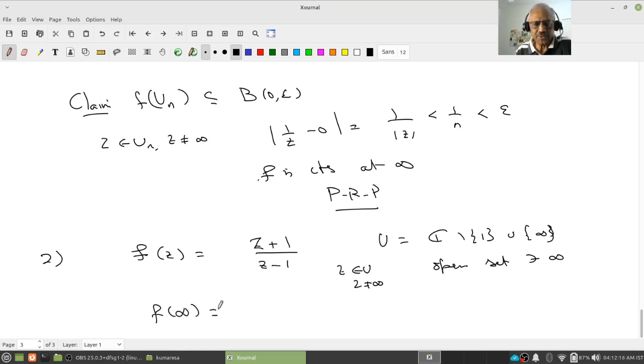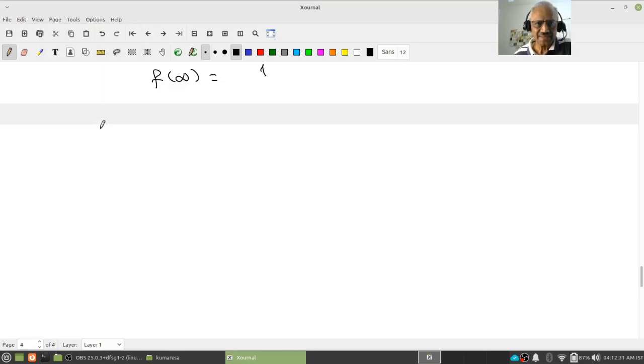Again you can use intuition, right? So as z tends to infinity, z plus 1 by z minus 1, where do you think it should go? Intuitively it should go to, yes, 1. So we want to know whether f is continuous at infinity. So what is it that I have to estimate?